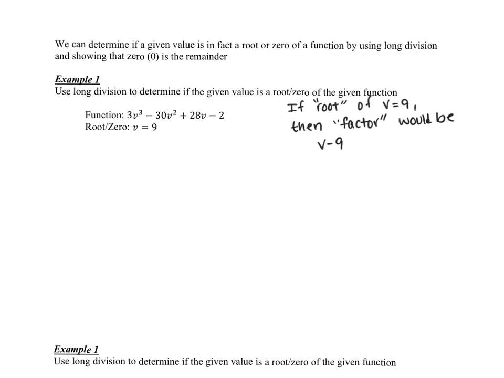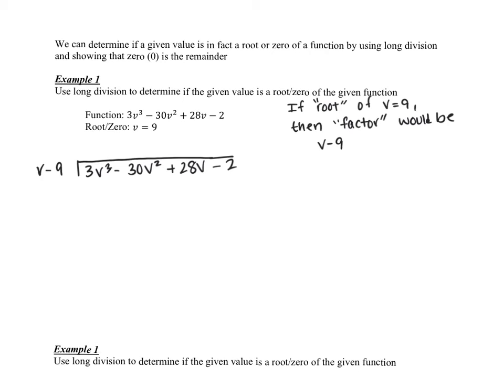So let's take a couple of minutes and do the long division with v minus 9. So v minus 9, right, we have the polynomial function 3v to the third minus 30v squared plus 28v minus 2. So take a minute, pause the video, and do long division, and see if you get a remainder of 0. If we get a remainder of 0, then v equals 9 has to be a root, because v minus 9 would be the factor. So again, pause the video and see what you get for your remainder.